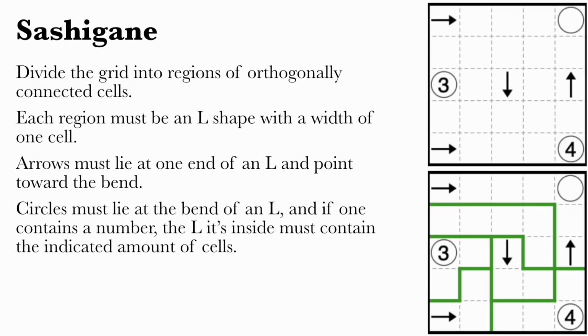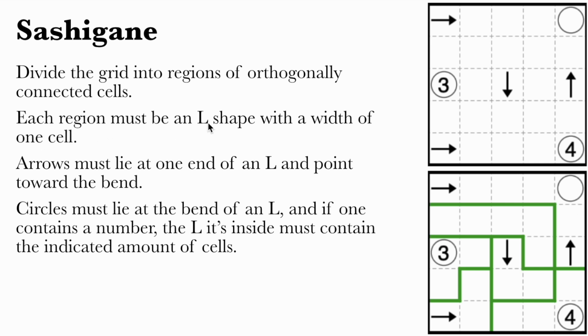Sashigane is a region division puzzle. The rules are: divide the grid into regions of orthogonally connected cells. Orthogonally connected just means sharing an edge. So these two cells here are orthogonally connected, as are these. Orthogonally adjacent, in fact. And these two are not. They are diagonal. And orthogonally connected just means that you can start at one cell in a region and get to any other cell by staying within that region. It's another way of thinking about it.